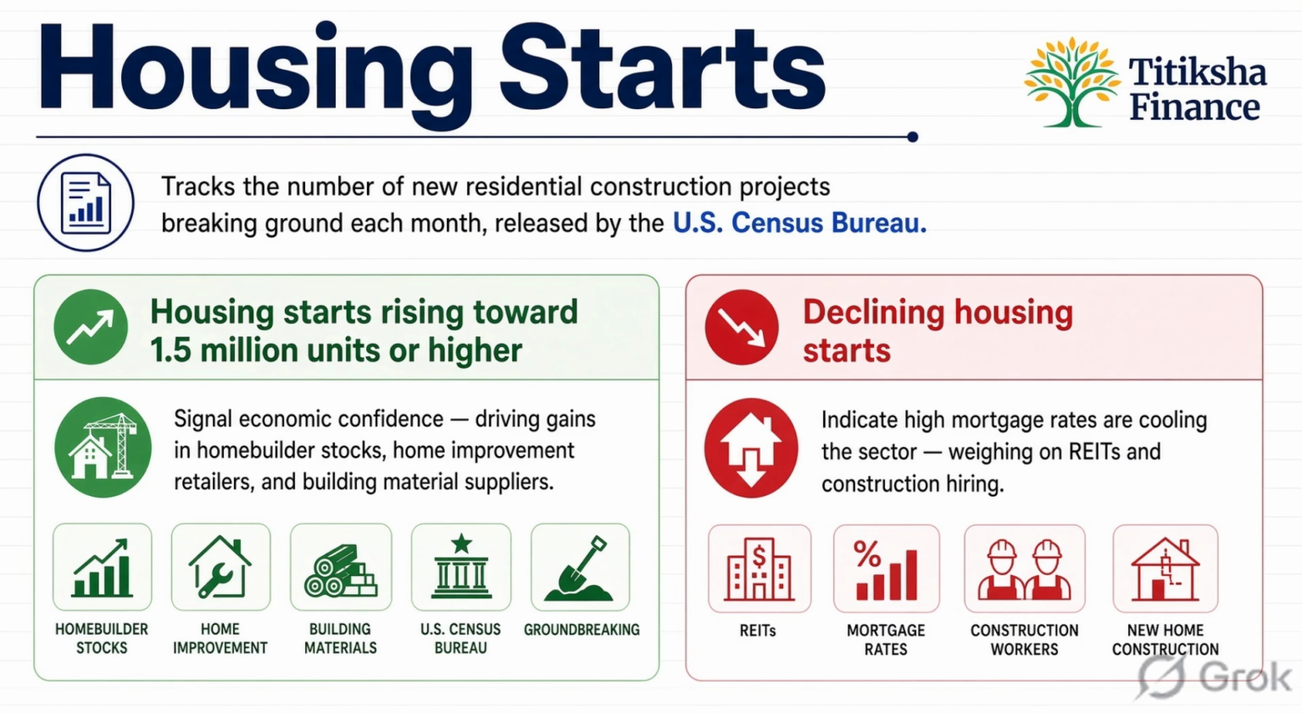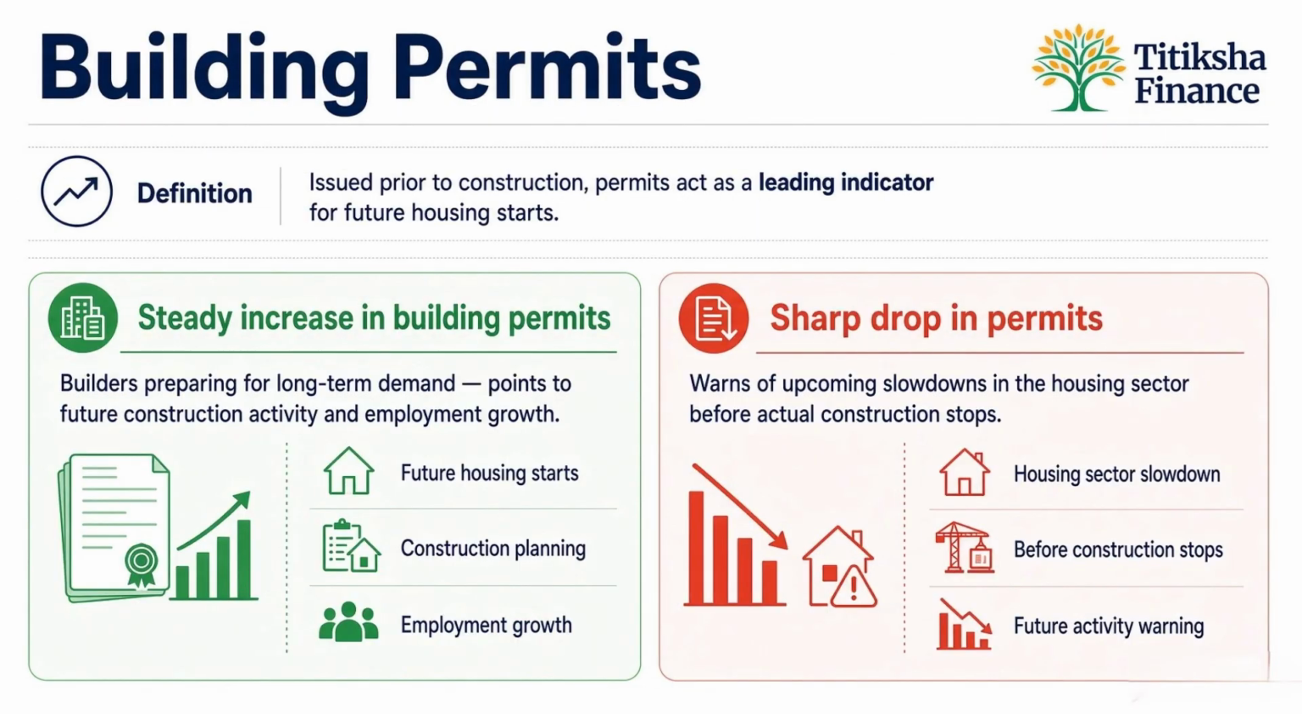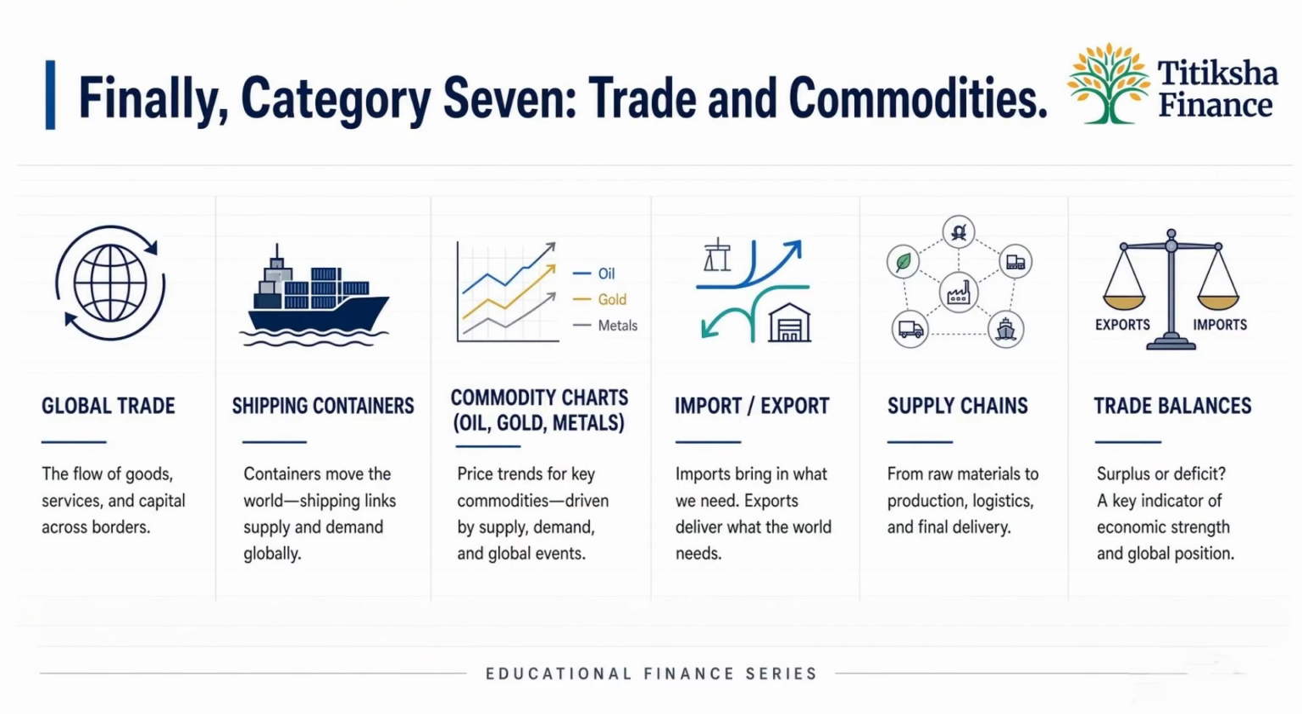The collapse of Japan's real estate bubble in the early 1990s triggered a devastating bear market and decades of economic stagnation. More recently, the 2008 subprime mortgage crisis sparked a global banking meltdown and wiped out over 50% of the S&P 500's value. That is why tracking building permits, housing starts, and mortgage demand is so essential. They offer investors an early, highly reliable look into consumer health, liquidity conditions, and the true direction of the stock market. Finally, Category 7, Trade and Commodities.